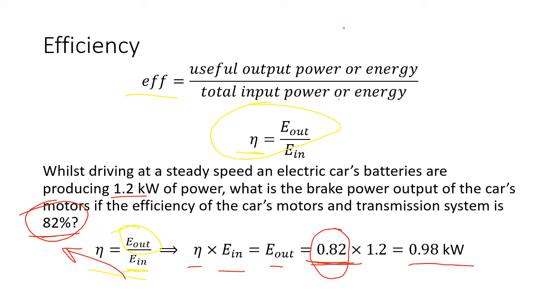So the batteries are making 1.2 kilowatts, but that's not what's actually being transferred to the road. Power outputs for cars are measured at the brakes. They're measured at where the wheel is attached.